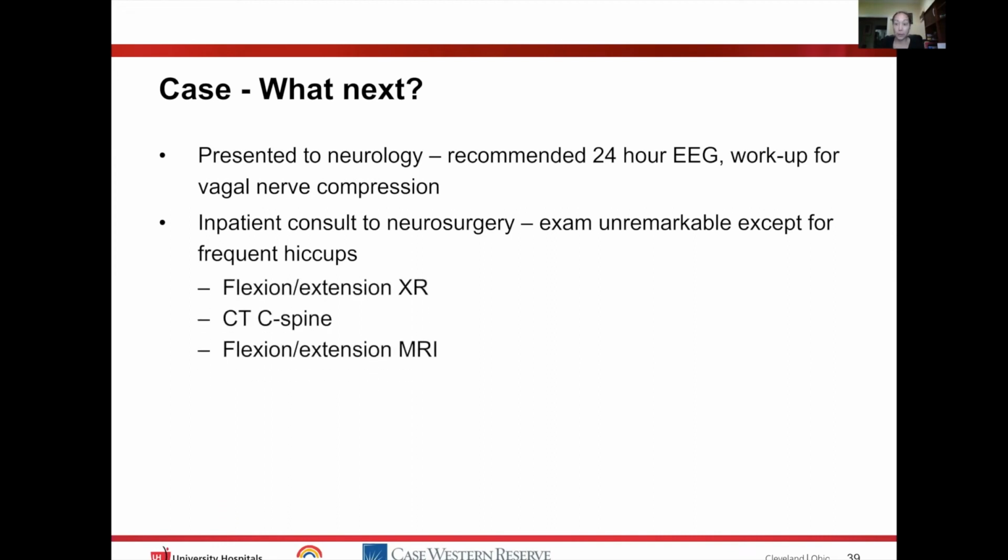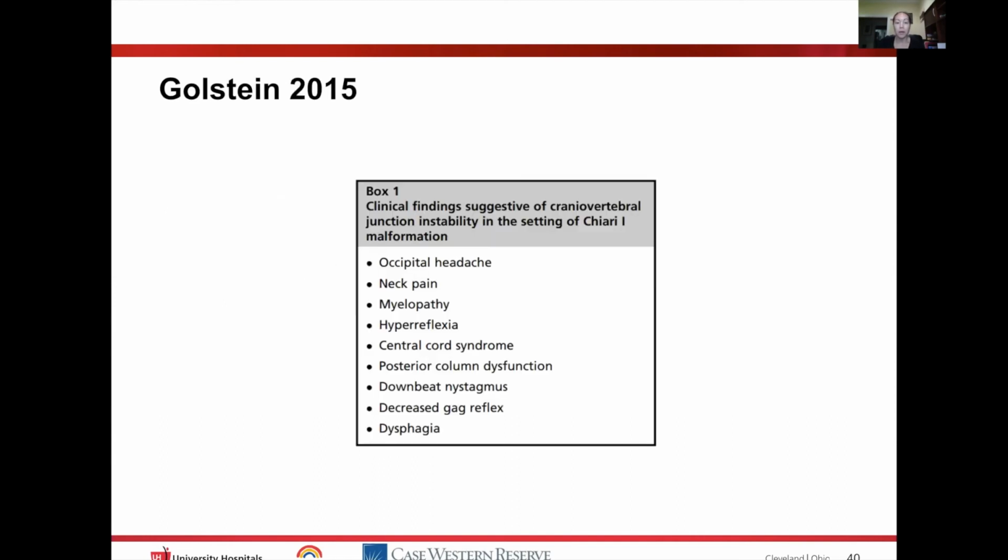So she got the gamut of everything, again, with the onset of neck pain and all of these ventral brainstem signs that she was having, my concern was that she had developed this craniocervical instability. So I got flexion extension x-ray, she got a CT of her C-spine, she got flexion extension MRI to take a look at everything. And why did I put her through all of that?